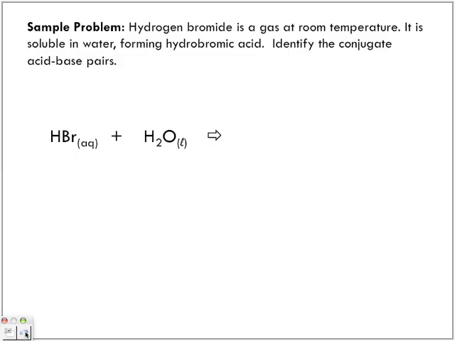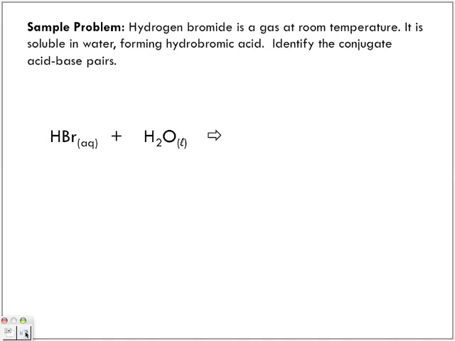Let's look at a sample problem. Here's the following sample problem. Hydrogen bromide is a gas at room temperature. It is soluble in water. When we dissolve it in water, it becomes hydrobromic acid. So identify the conjugate acid-base pair.